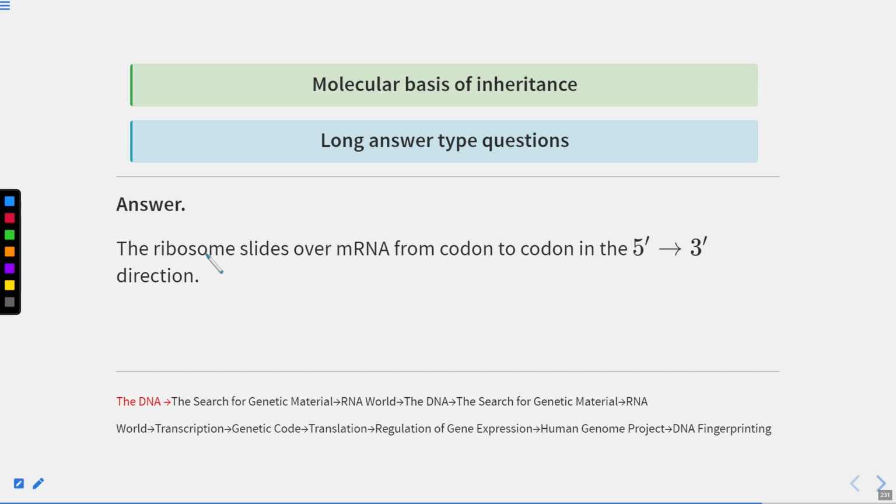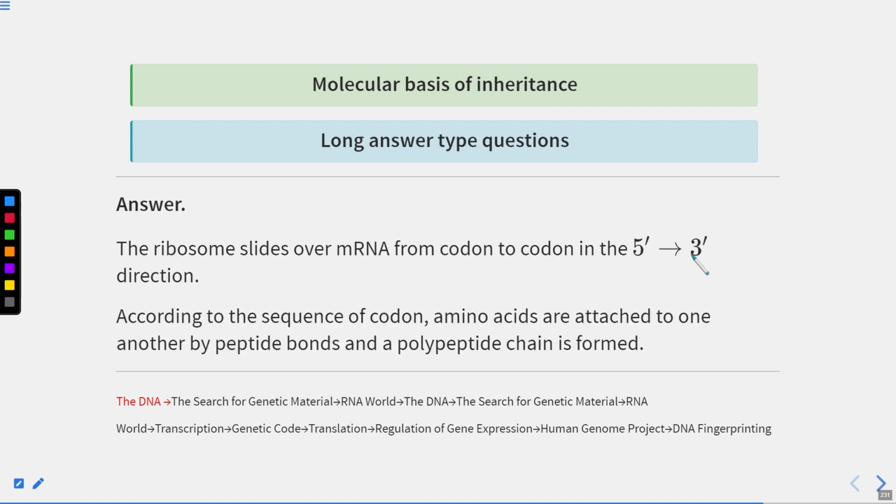Now what happens? Now the ribosome slides over the mRNA. The ribosome will move over the mRNA from codon to codon. In which direction? 5' to 3' direction. And according to the sequence of the codons, amino acids are attached to one another by peptide bonds and a polypeptide chain is formed.